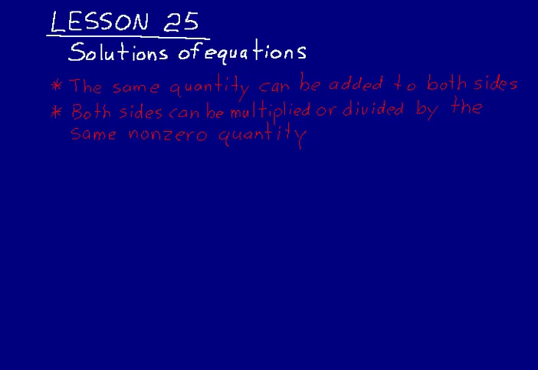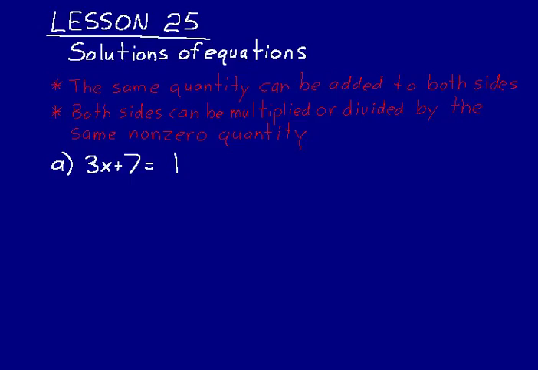In Lesson 23, we learned that the same quantity can be added to both sides of an equation, and it does not change the solution to the equation. And then in Lesson 24, we learned that both sides of an equation can be multiplied or divided by the same non-zero quantity. I didn't really mention that in Lesson 24, but it does have to be a non-zero quantity. And we don't change the solution to the equation, we just change the way it looks.